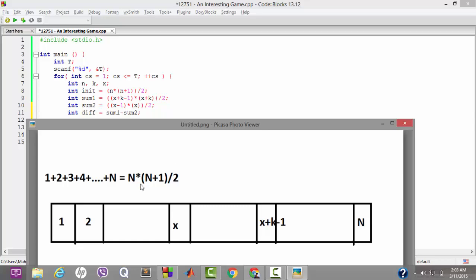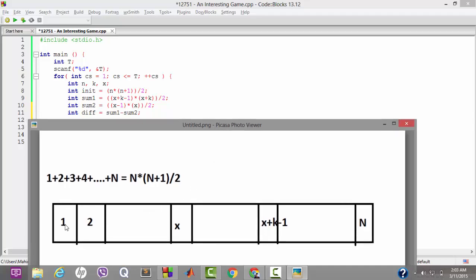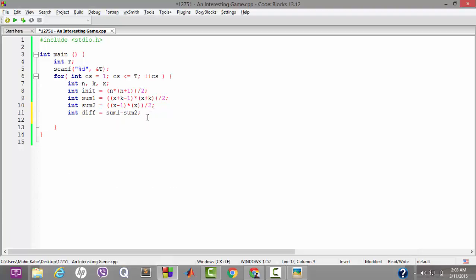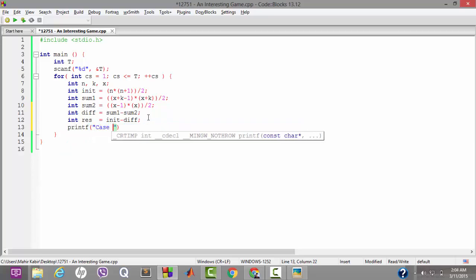Now we have the summation of x to x plus k minus 1. If we subtract this summation from the initial total summation, we easily get the remaining total weight. So the result will be init minus diff. So we just print the result.